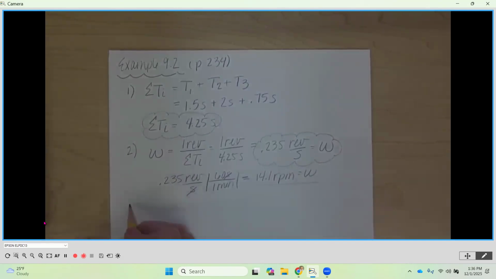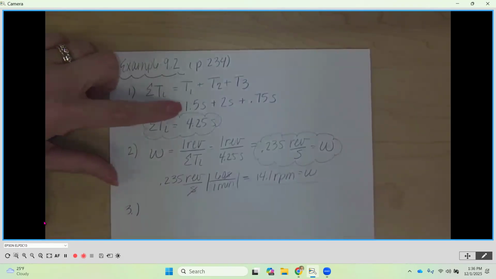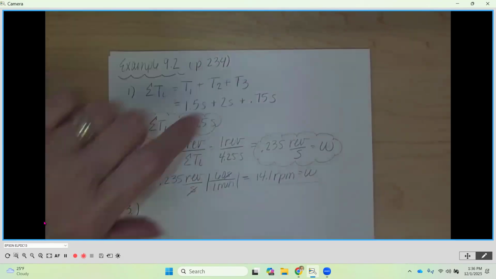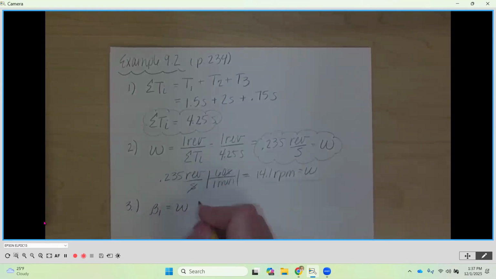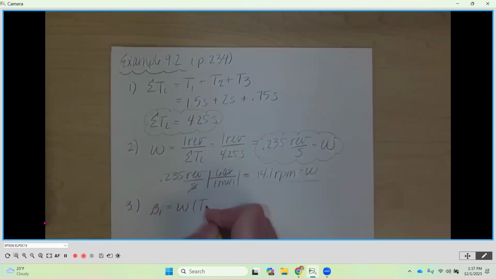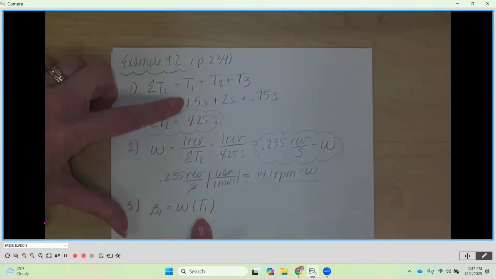Now, step number 3, we want to know how many degrees are taken up of the one revolution for each one of these sequences along the way. So this is going to be our betas, right? Our beta 1, for instance, is going to be the angular velocity of the cam times its time for that particular motion. Now, our times are in seconds, just like they were in the previous example.